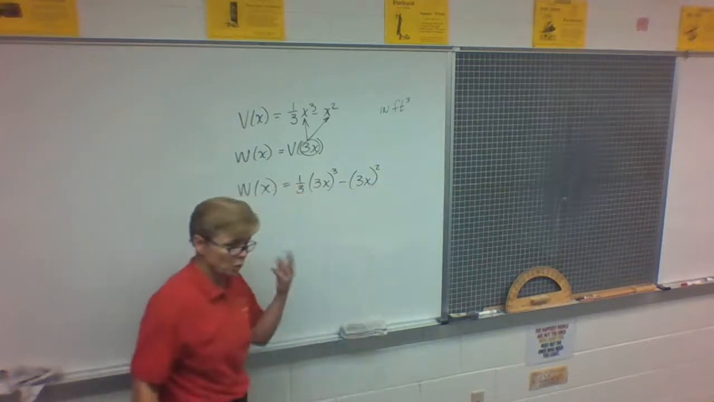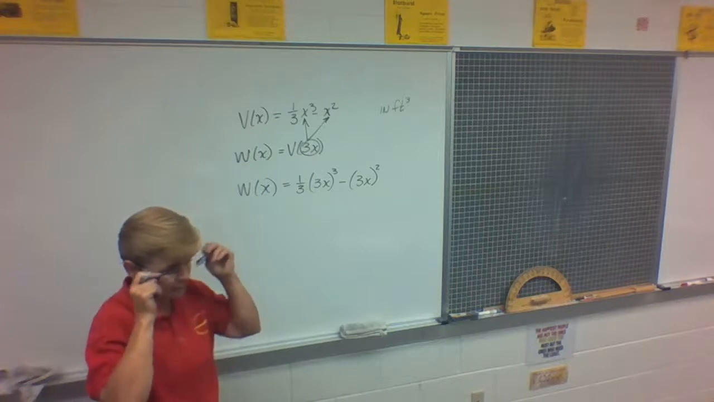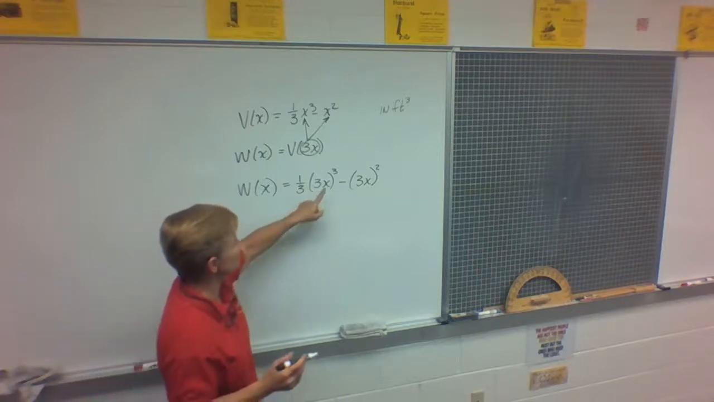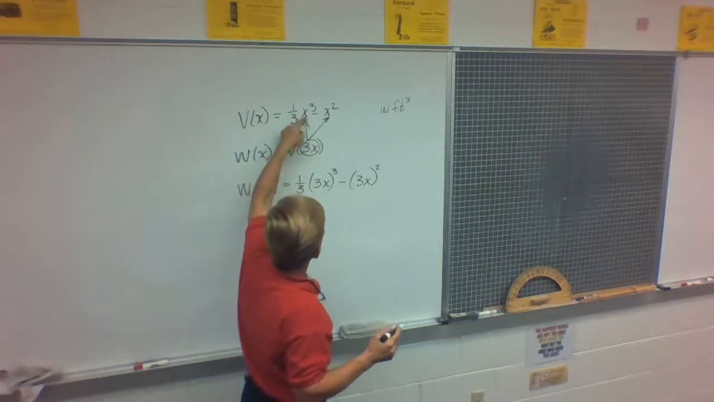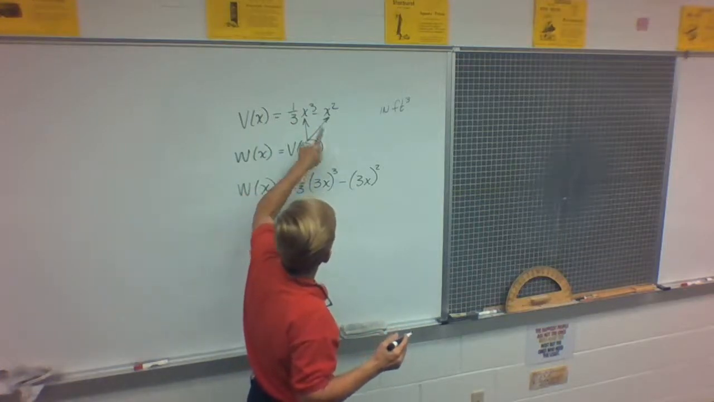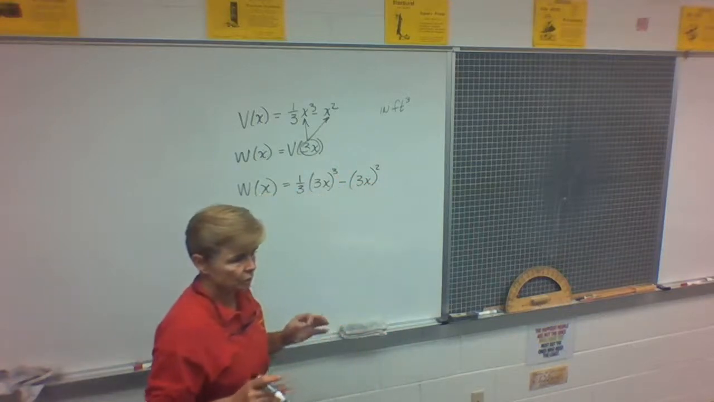Does everybody understand what I wrote there and why? If not, I need to talk to you about it. It's a replacement for X's. So you put it in parentheses, you do the same thing to this replacement as you did to X up here. Here's your 1/3. X gets replaced with 3X. And that X gets replaced with 3X. We're cubing this one and squaring that one. You okay with this? Yep.